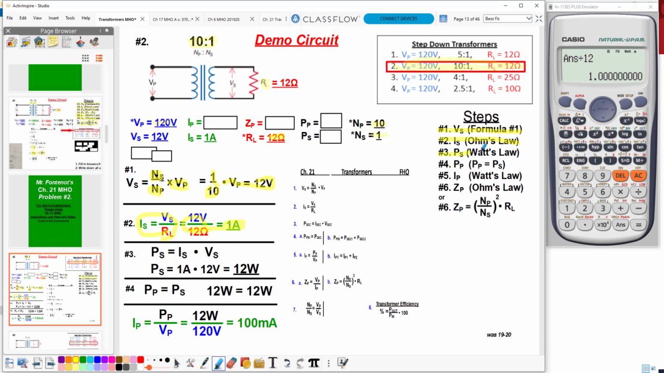Alright, my third step is I need the power of my secondary. I'm going to use my power formula, Watt's law, for that. We see here that the power of the secondary is equal to the current of the secondary times the voltage of the secondary. The current of the secondary is already in my calculator, so all I got to do is hit times the voltage of my secondary, which is 12 volts, equals, and this tells me that the power of my secondary is 12 watts.